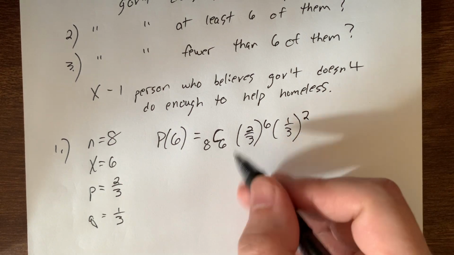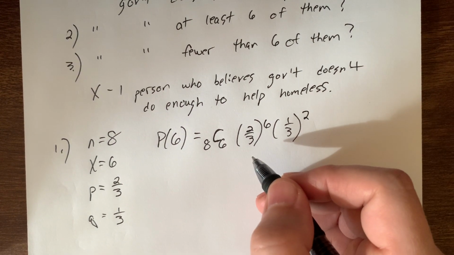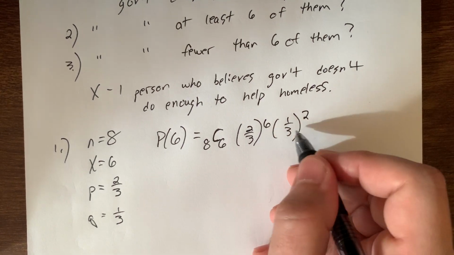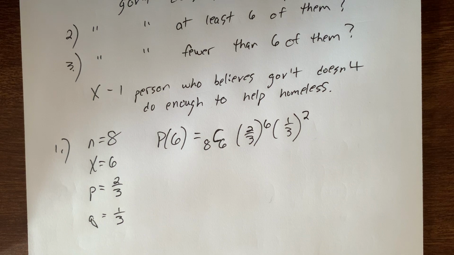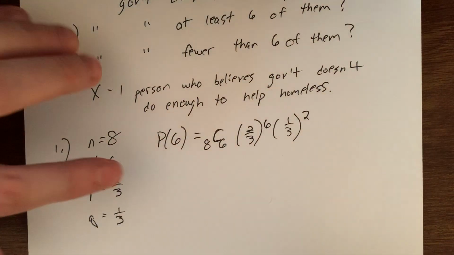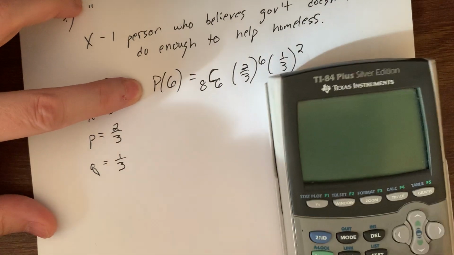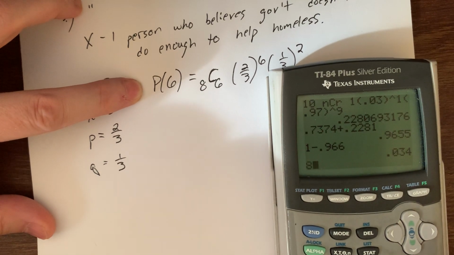So again, just one of those situations. Instead of rounding that off, just stick with the fraction. It'll just be a little bit better, less possibility for any rounding mistakes at the end. But that's it. We've got everything set up. Now I just do the work in the calculator.